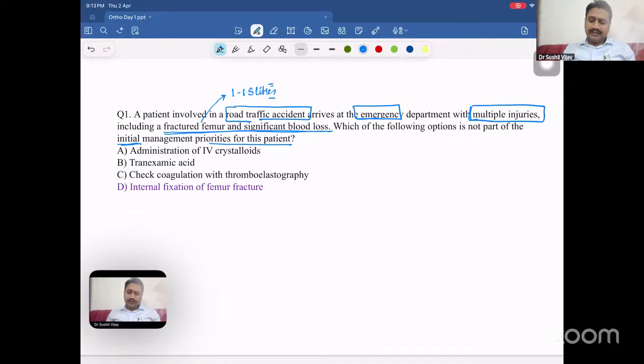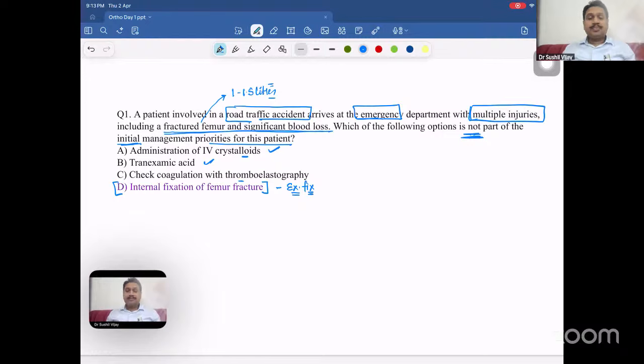So which of the following is not a part of the initial management? IV crystalloid fluids, yes. Tranexamic acid, bleed control, coagulation profile definitely need to be checked, but internal fixation of the femur bone is definitely not required. What we can do right now is go only for external stabilization or an external fixator rather than going for internal fixation.